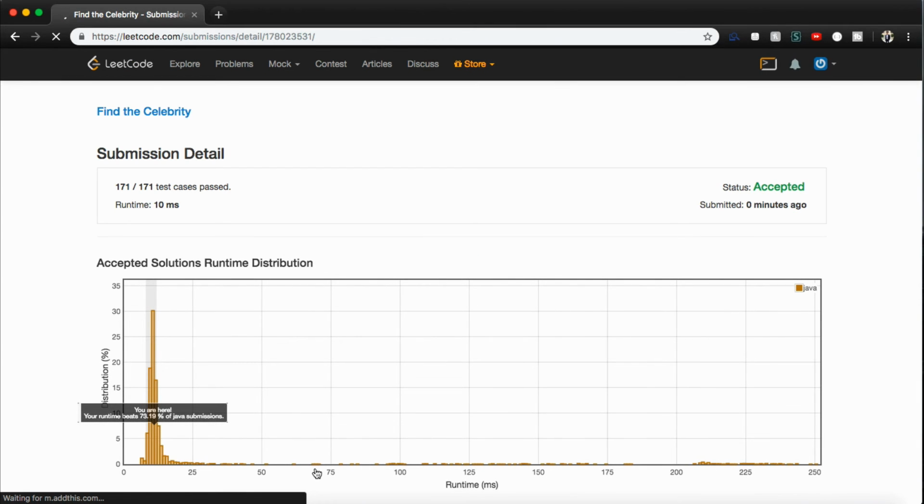Let's check out our details here. Our details tell us that we passed 171 out of 171 test cases, and we're in the 73rd percentile in terms of runtime. So that's the interview question, Find the Celebrity in Java.